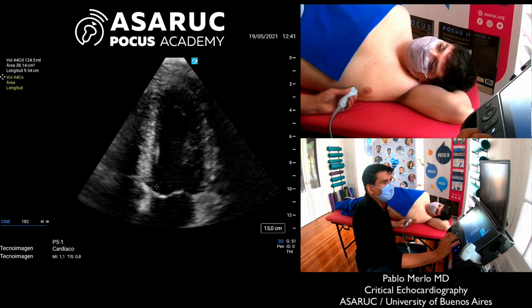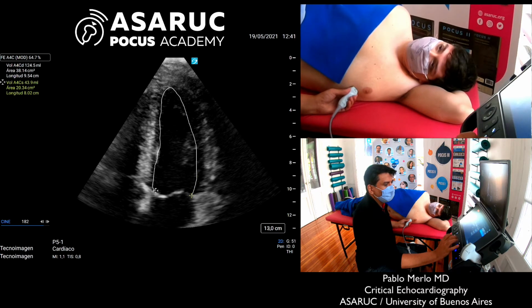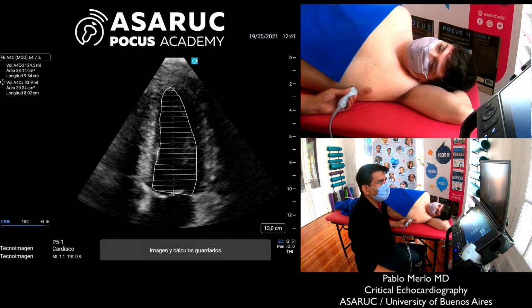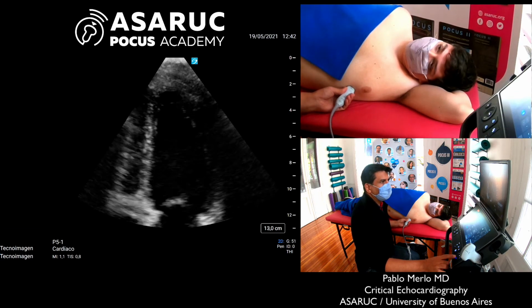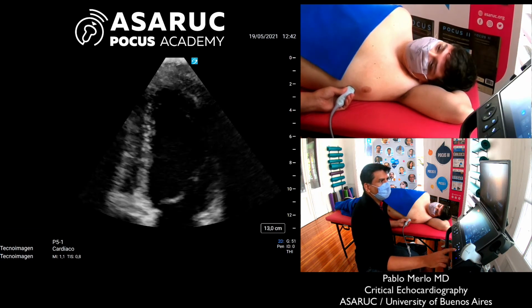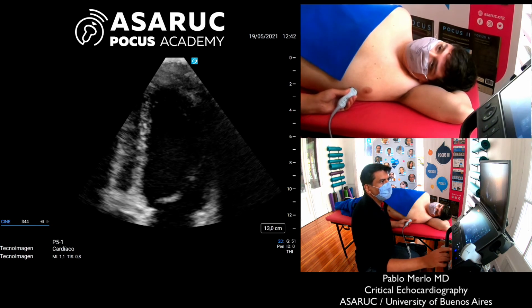We've now frozen the image at end systole, and with the same instrument, we're tracing the endocardial border at end systole, which will enable us to obtain the ejection fraction. The value of this patient's ejection fraction, calculated with Simpson method at a 4-chamber view, is 65%. If we want a more accurate measurement or the patient has segmental motility disorders, we'll need a 2-chamber view. As we've mentioned, we get it by rotating the transducer counterclockwise.